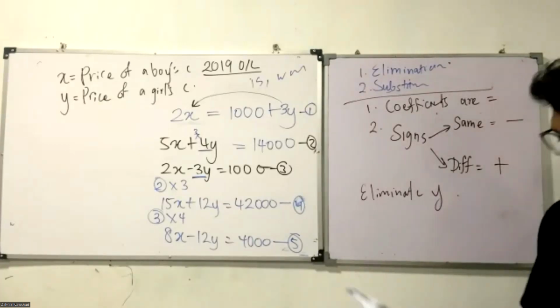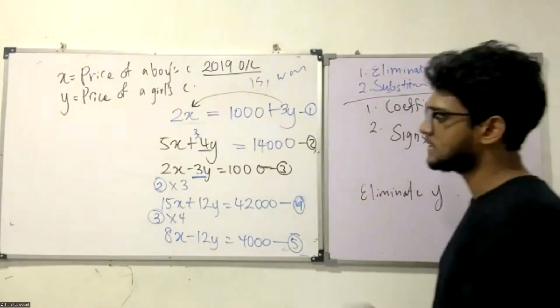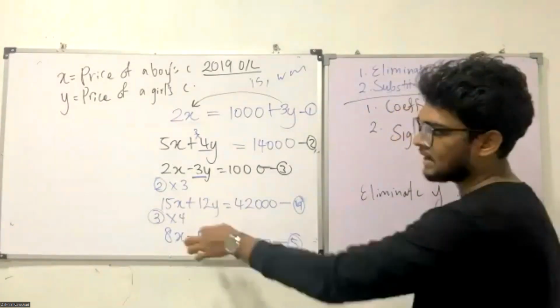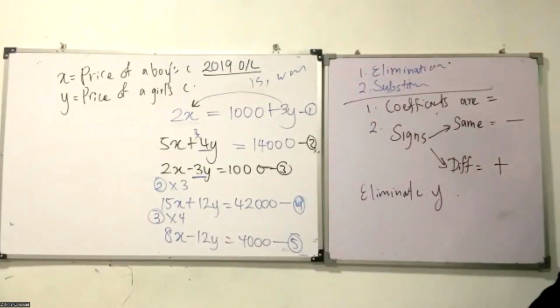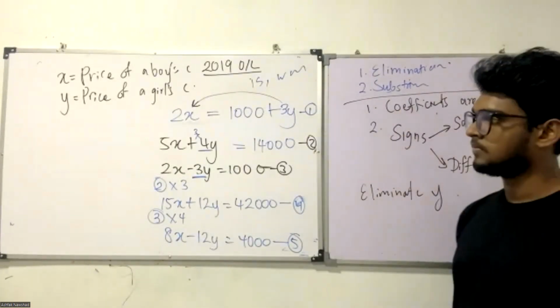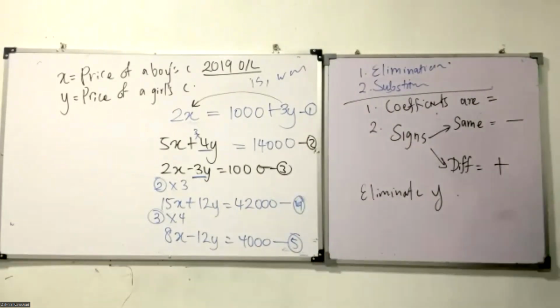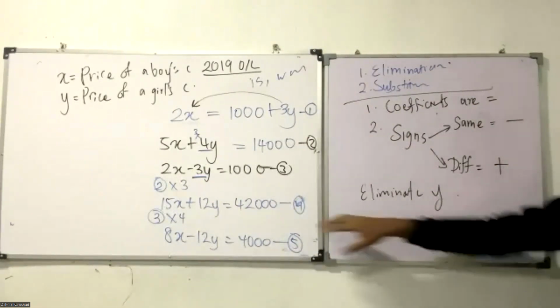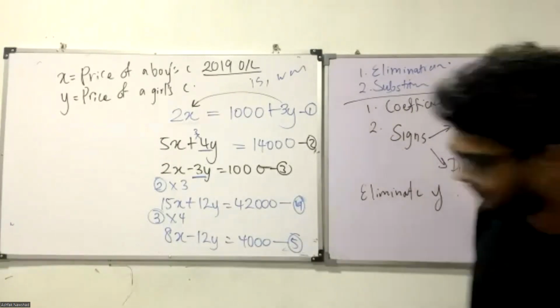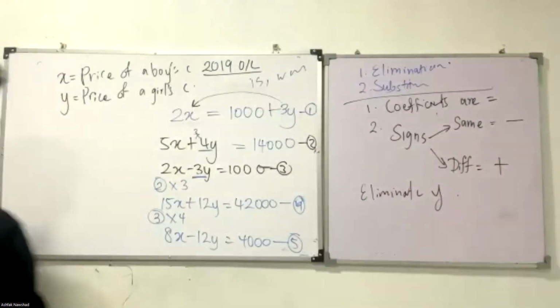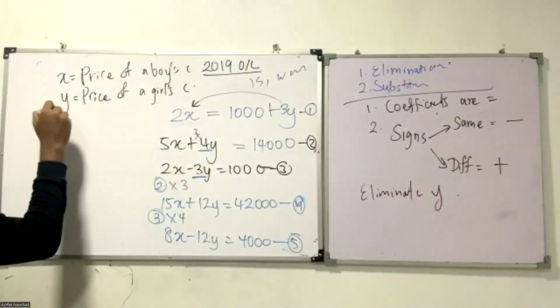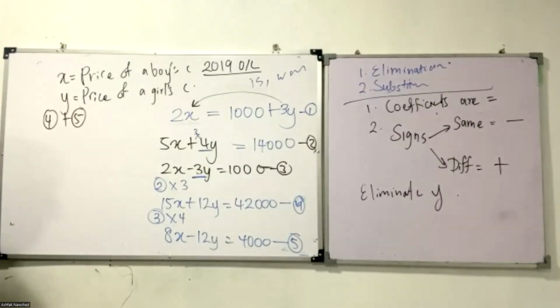Right. Now see, the coefficients became equal. And what about the signs? The signs are different. What shall we do? If signs are different, we are going to add, right? Signs are different, we are going to add. So we are going to add these two, the fourth one and the fifth one.